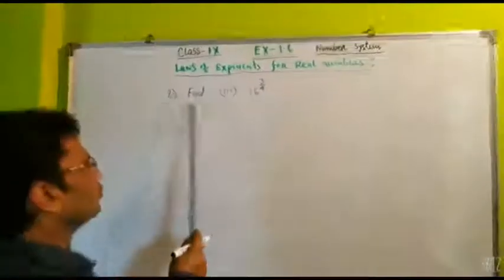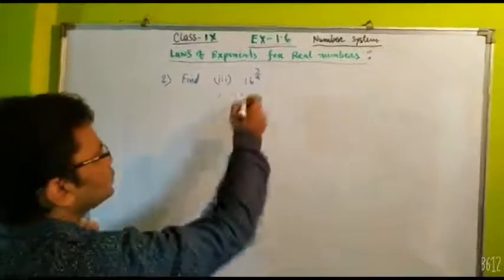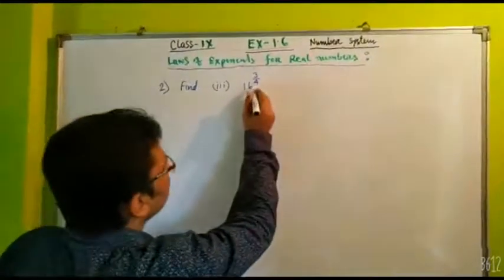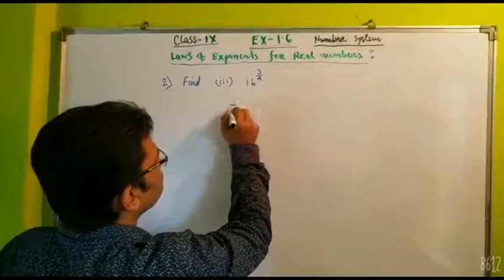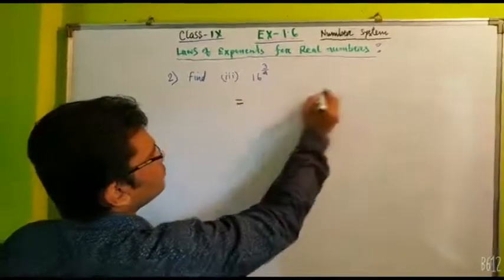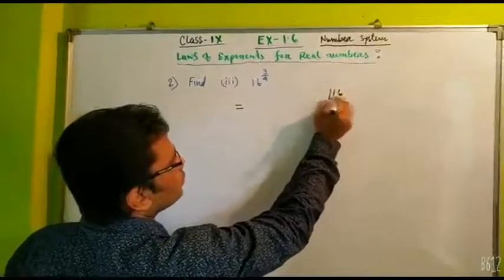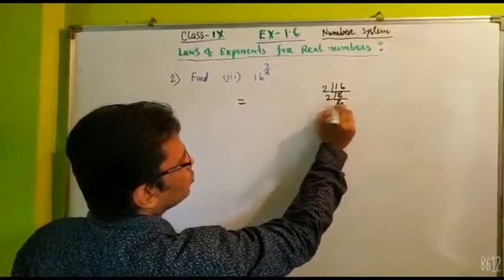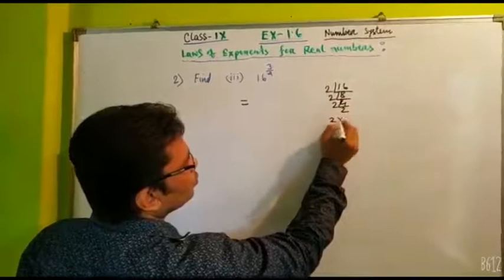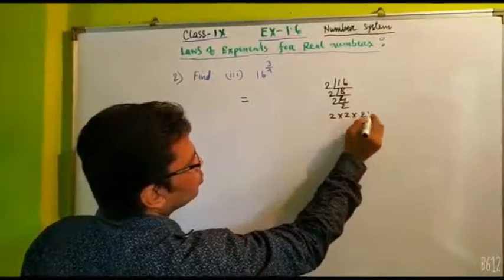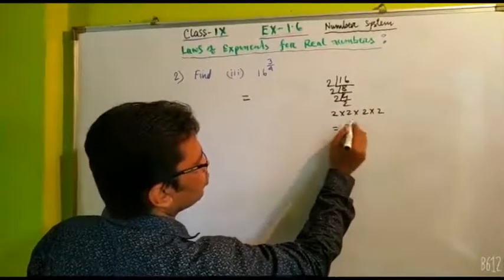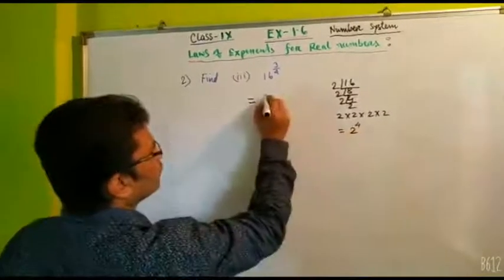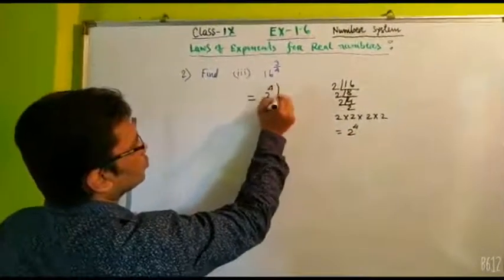Question number 2, find this one, 16 to the power 3 by 4. 16 we can write as 2 into 2 into 2 into 2, that is equal to 2 to the power 4. So we can write here (2 to the power 4) whole to the power 3 by 4.